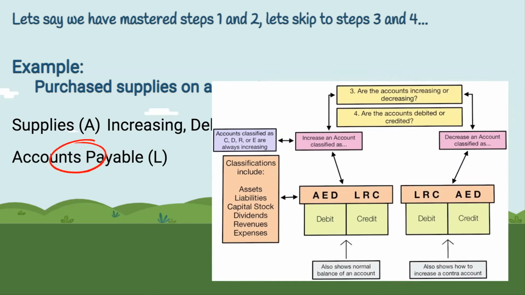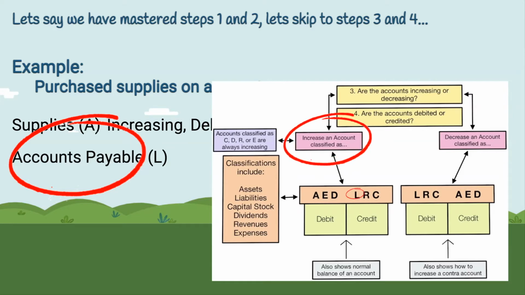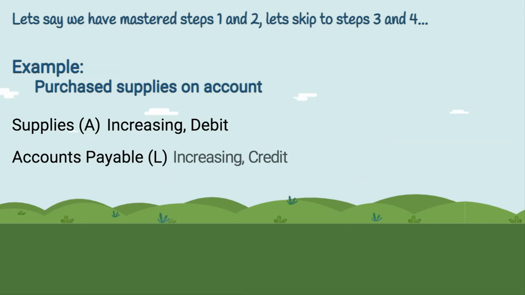Next, we have accounts payable, what the business owes. It is also increasing, so use AED-LRC. AP is a liability and is above credit. So accounts payable is increasing and is credited.